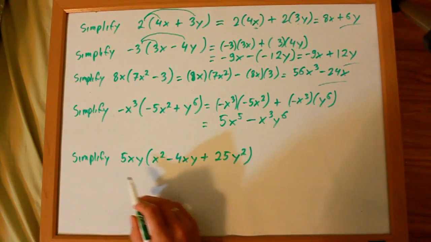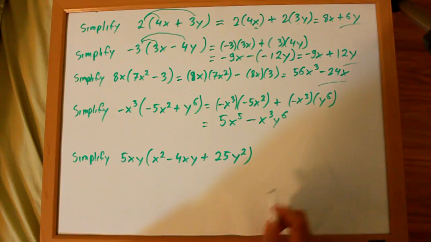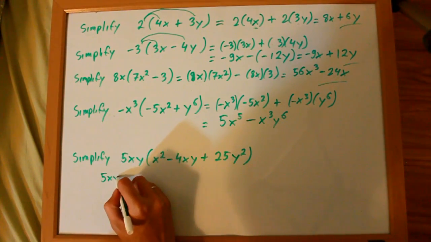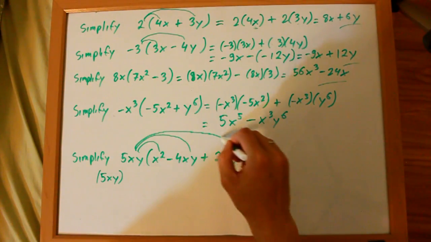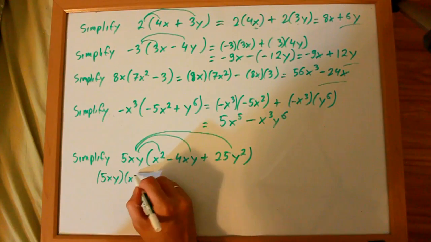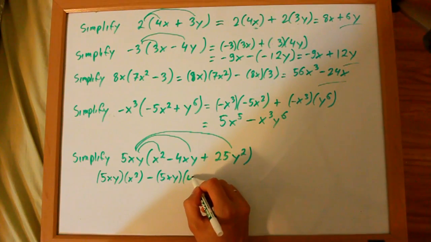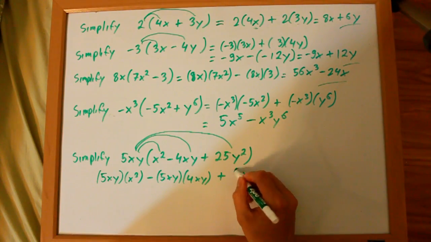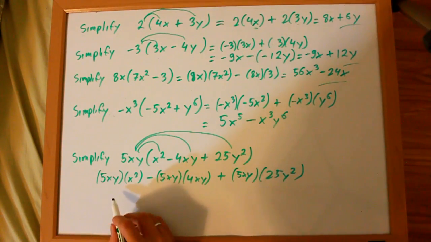Next is a bigger distribution problem, and like I said, this is something you will see very regularly in algebra, so you just have to do it step by step. 5xy. So for this problem, we're going to multiply 3 times individually in the distribution. So 5xy times x squared minus 5xy times 4xy plus 5xy times 25y squared. So let's do it one by one.